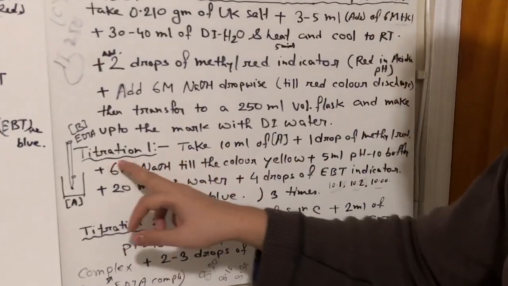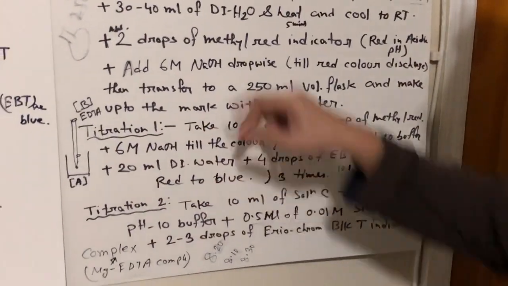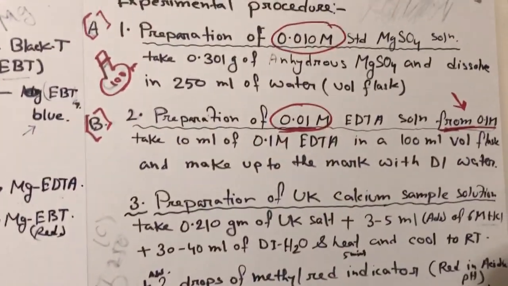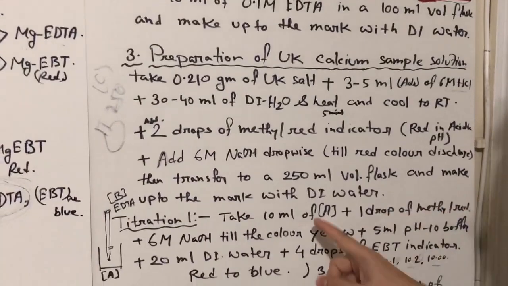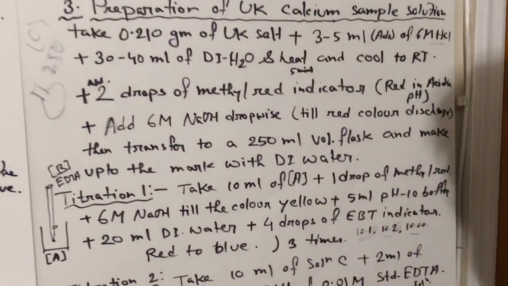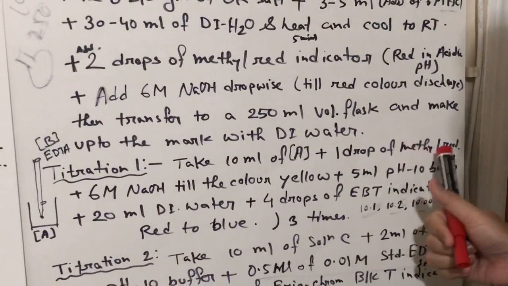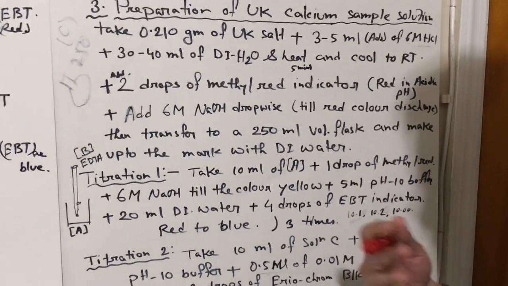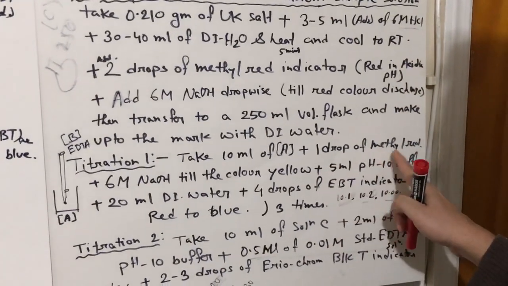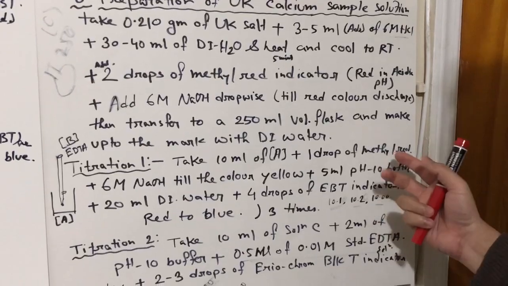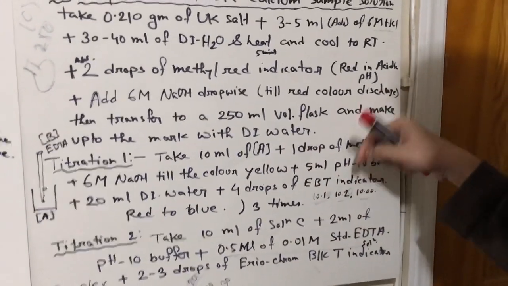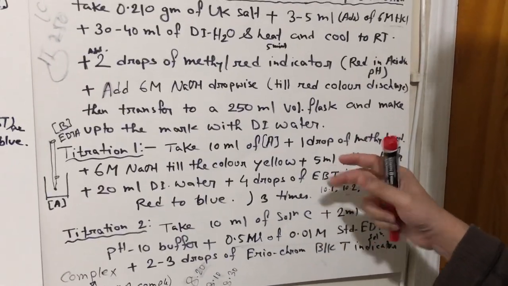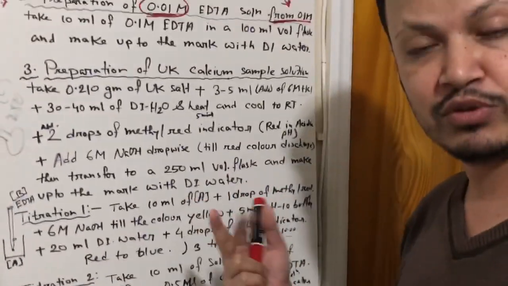So for the fast titration, take 10 ml of A and 1 drop of methyl red. Why are we using methyl red? Because methyl red is an indicator for the acid base titration. So if you add methyl red, it will show you the change of the pH.